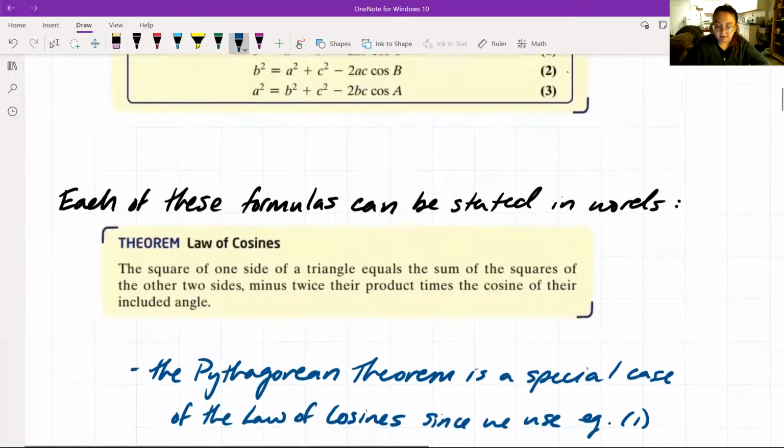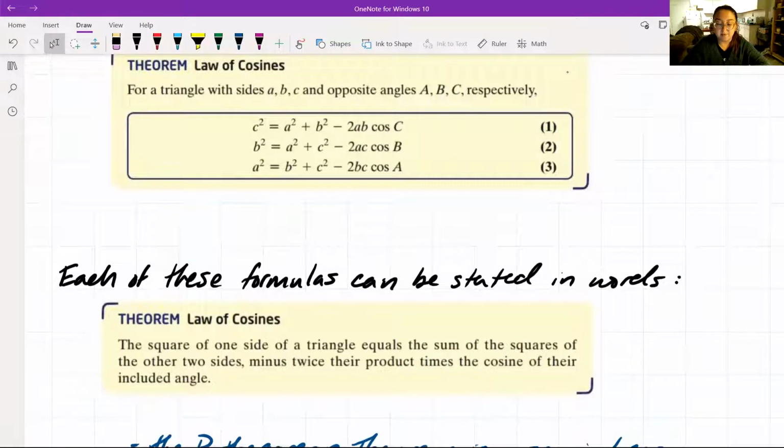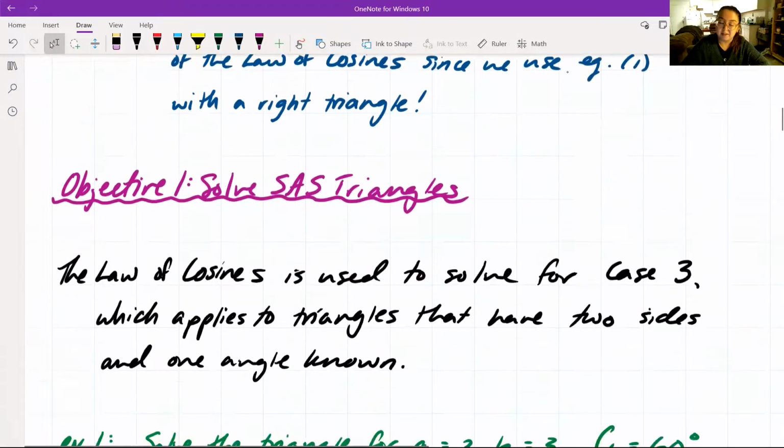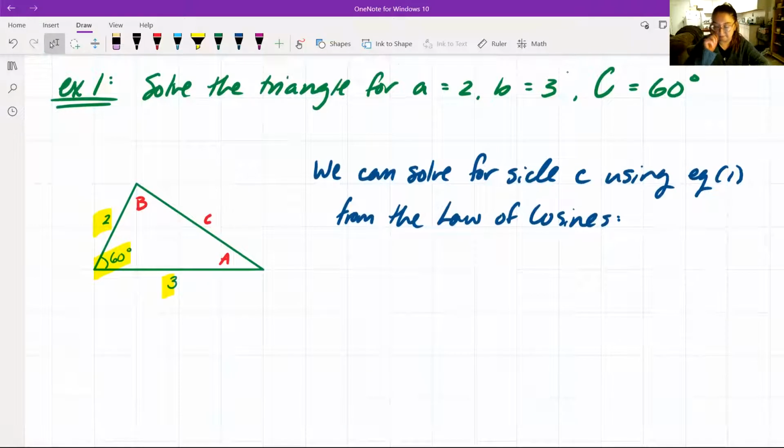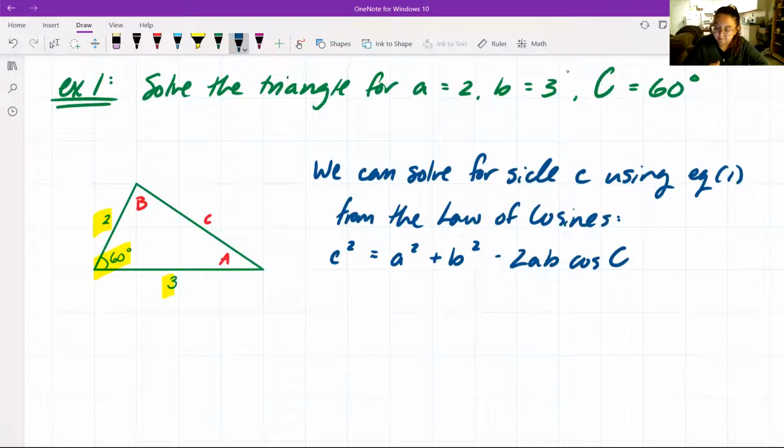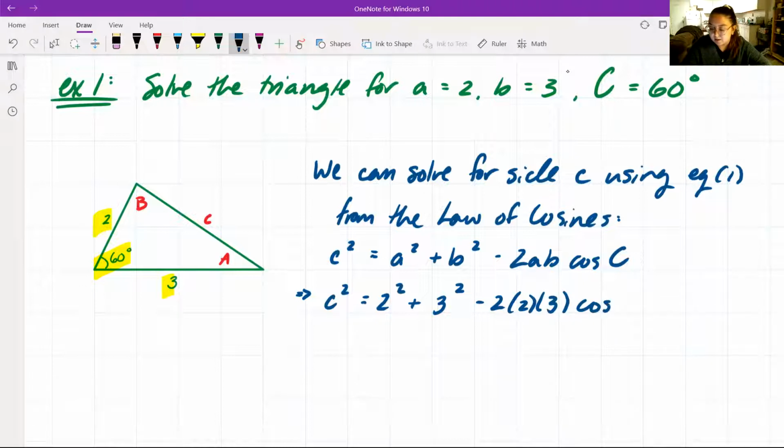So using law of cosines, we get that c squared is equal to a squared plus b squared minus 2ab times cosine of uppercase C. So let's write that out again here. So we're going to get c squared is equal to a squared, which is going to be 2 squared, plus b squared, which is going to be 3 squared, minus 2 times 3 times cosine of 60 degrees.